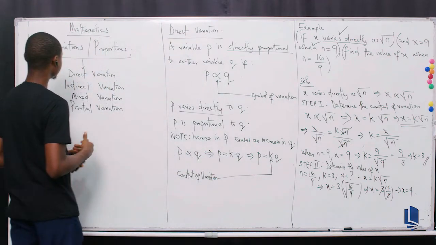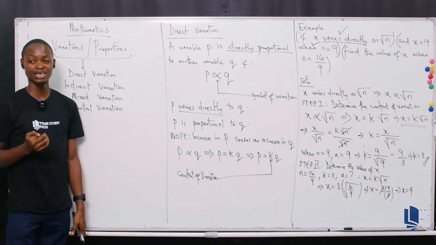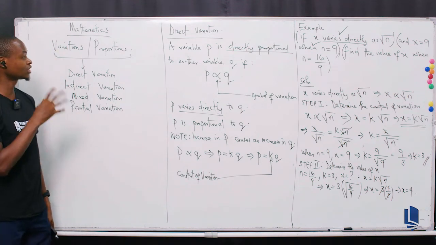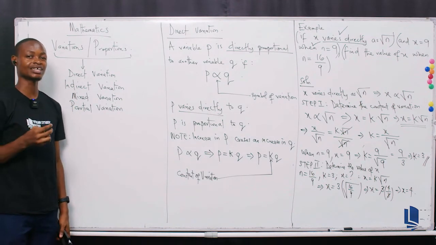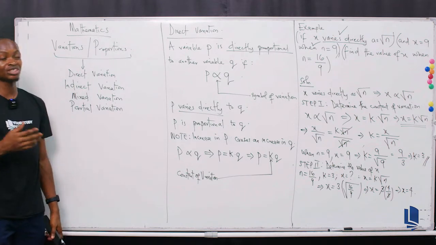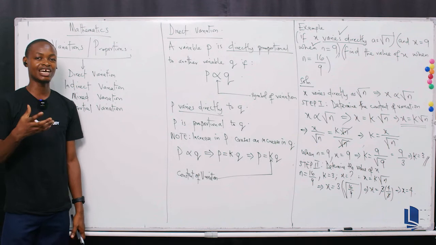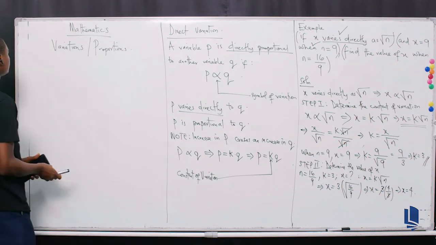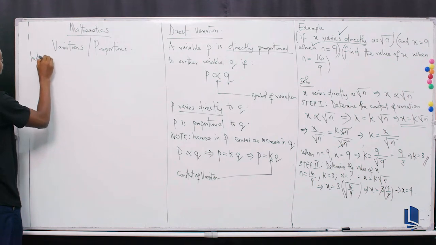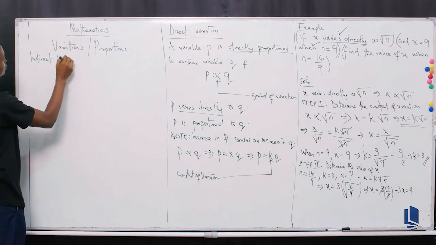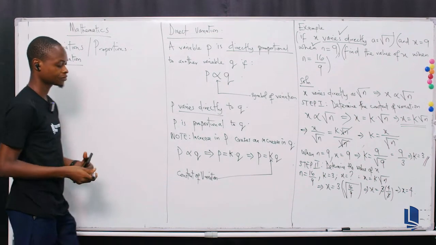Now we have given ourselves a look into the concept of direct variation. The next step will now be to take this a step further and look at the concept of indirect variation. So if direct variation is said to be an increase in one variable causing an increase in the second variable, what is indirect variation talking about? So let's take the indirect variation.